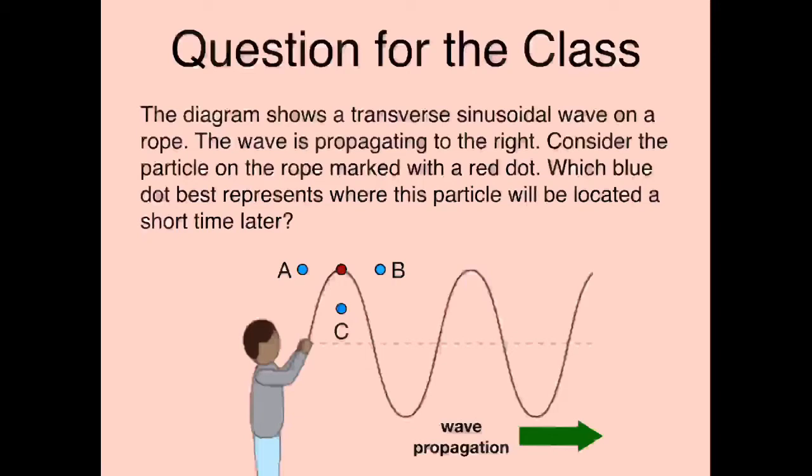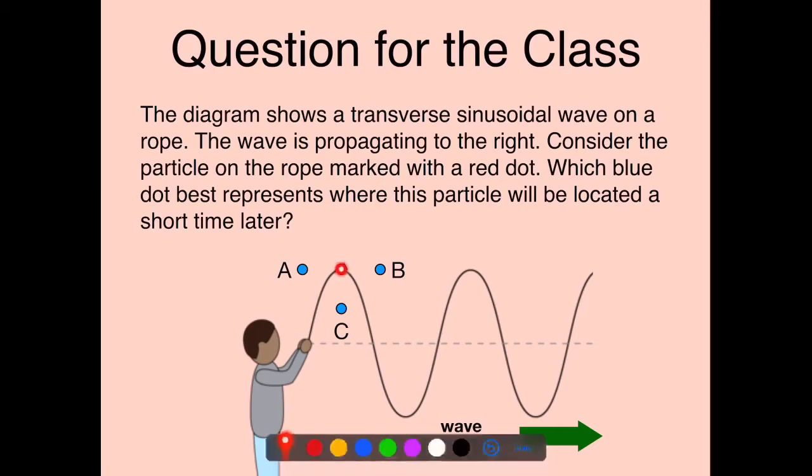The diagram shows a transverse sinusoidal wave on a rope. The wave is propagating to the right. Consider the particle on the rope marked with the red dot, this one right here. Which dot best represents where this particle would be located a short time later? In other words, is the red dot a short time later going to move to point A, to point B, or to point C? So think about this for a second, pause the video, see if you can come up with your answer, and then we'll go through it together.